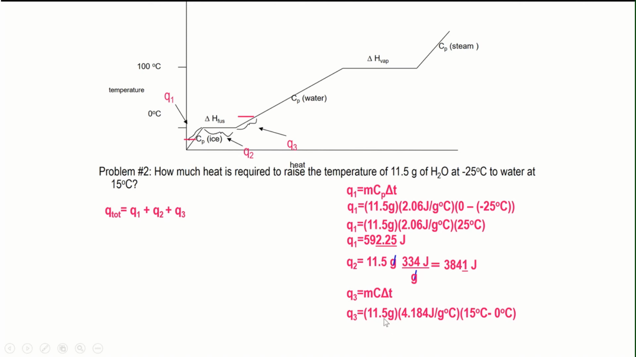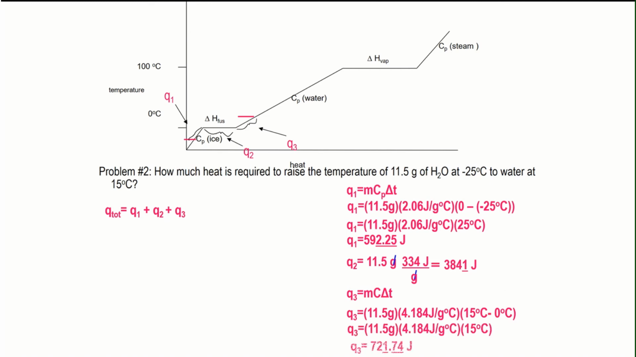So here's my 11.5 grams. I'm assuming I haven't lost any water yet. My specific heat of liquid water, and then my temperature change. Again, do not go down to negative 25. That's not where we're starting. This step starts at 0 degrees Celsius. That's where the water became liquid, and it goes up to a final temperature of 15 degrees Celsius.